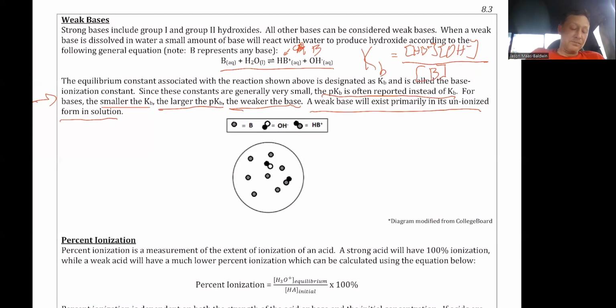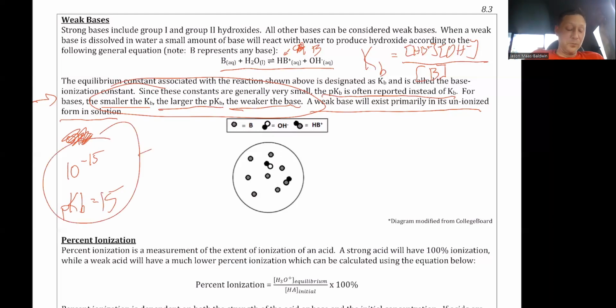Okay, just to kind of prove this whole thing in your head, the smaller the Kb. So let's just write one out, right? Let's say we have a really weak base. Let's say 10 to the minus 15 is the Kb, right? So that means barely any dissociation happens. But that would mean the pKb would be 15, which would be really big. And so these would be numbers associated with a really weak base.